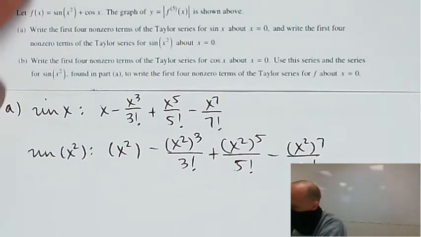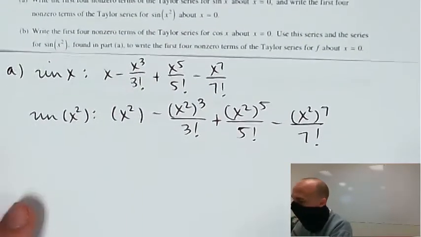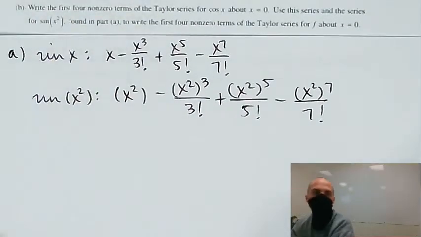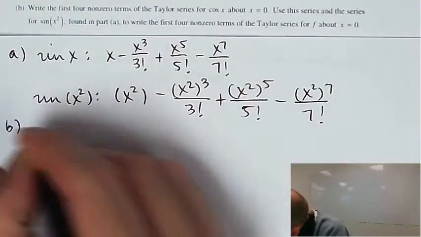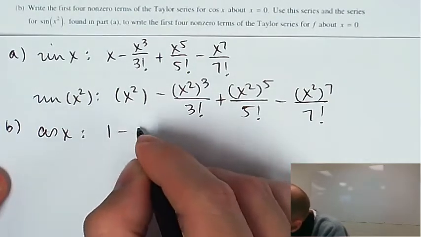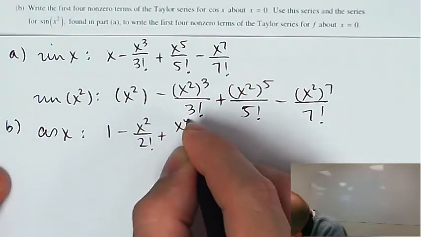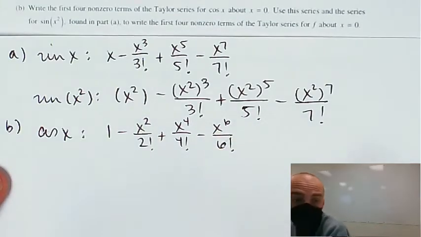All right, write the first four non-zero terms of the Taylor polynomial for cosine x around x equals 0. Then use this series and the series in part A to write the first four non-zero terms of the Taylor series for f around x equals 0. We can do this for sure. So for part B, cosine of x is going to be, it's the even terms, 1 minus x squared over 2 factorial plus x to the 4 over 4 factorial minus x to the 6 over 6 factorial.